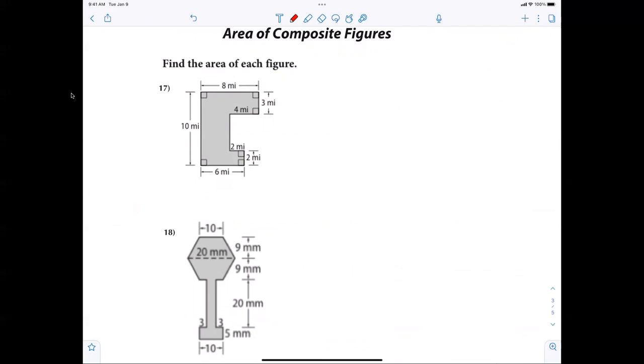All right, now we're getting into the composite figures. Now, don't be confused by the fancy word. Composite just means it's made up of several different shapes. And all you have to do is identify the shapes and find the area of the individual shapes and then add them together.